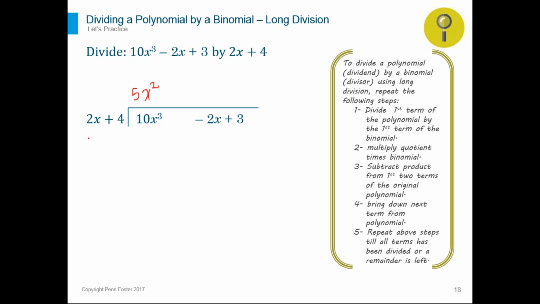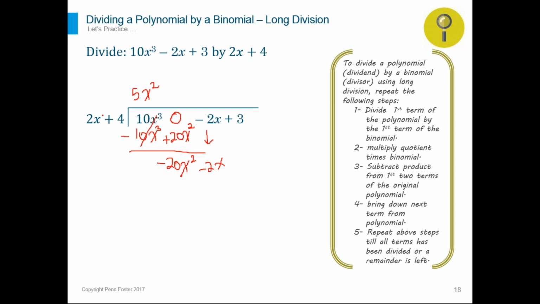X squared. Multiply. 5 times 2 is 10x cubed. Multiply again. 5 times 4 is 20. 20 what? X squared, which did not exist here in our original polynomial, but we had a space for it. Subtract. That's gone. 0 minus 20 is a negative 20x squared. Bring down. Minus 2x.